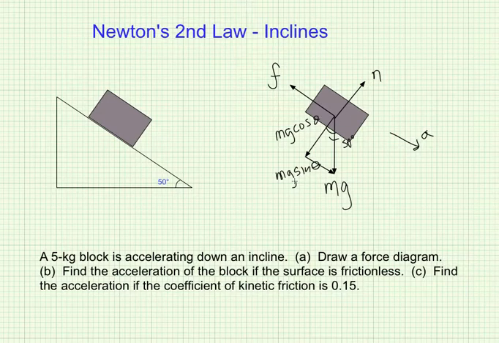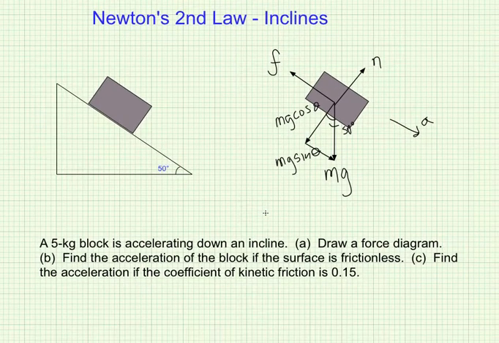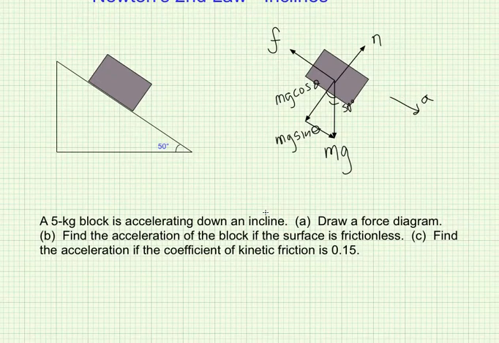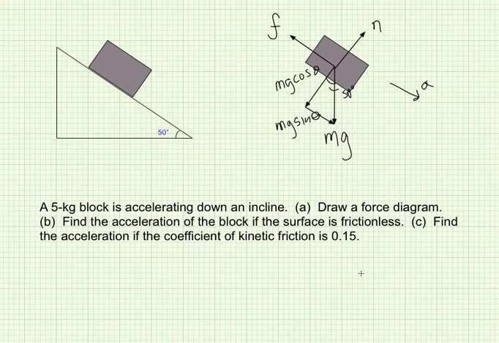So let's go ahead and take a look at this example. We have this 5 kilogram block. It's accelerating down an incline. We drew the force diagram. We have a grand total of 3 forces acting on the block, but I had to break up mg into 2 other ones. It says find the acceleration of the block if the surface is frictionless. Darn it, so let's not include this friction. So let's draw that over here.